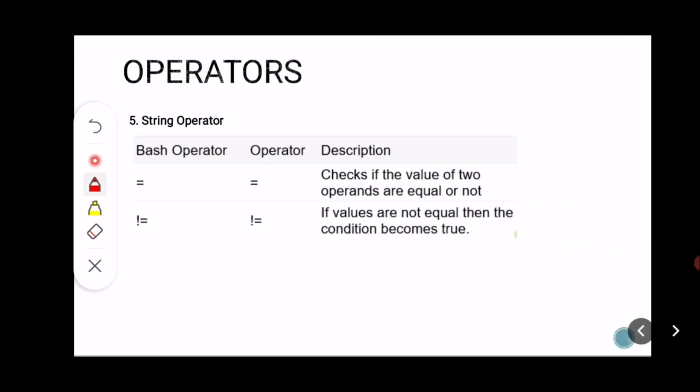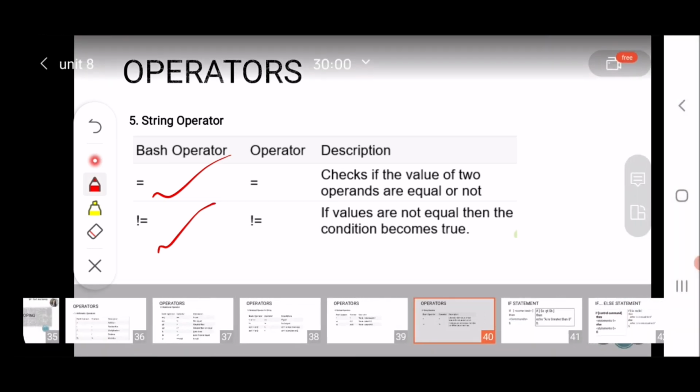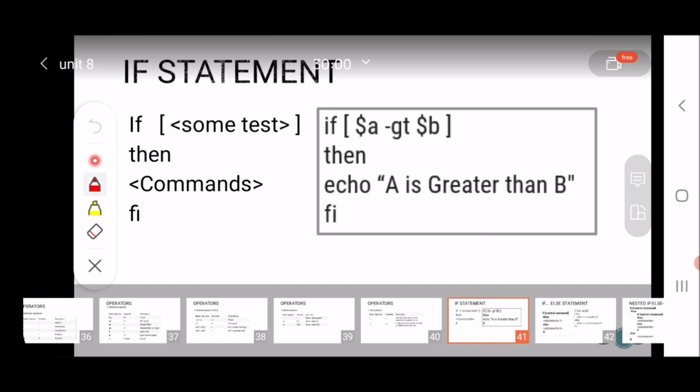The next operator is the string operator. If we want to check whether the values of two operands are equal or not, we simply use equal to, and if the values are not equal, we use the not equal to sign. This is the string operator. So these are the basic operators we can use in our shell script.